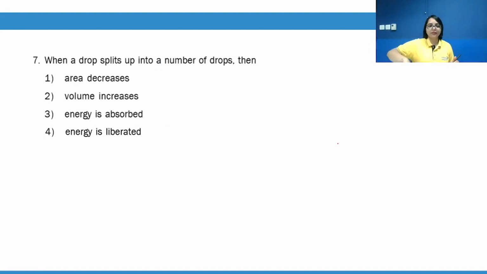Question number 7. When a drop splits up into a number of drops, what will happen? Area decreases, volume increases, energy is absorbed, or energy is liberated? So in this case, energy will be absorbed. Why? Because of the splitting into a number of drops, it will require some energy in order to split itself. So correct answer is option 3.